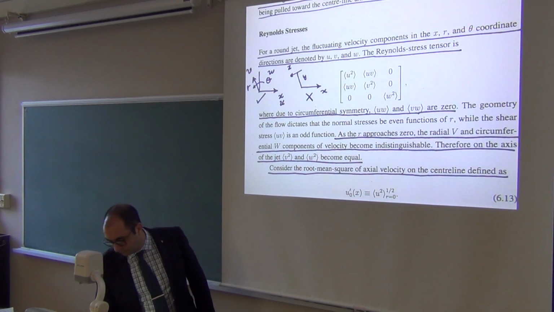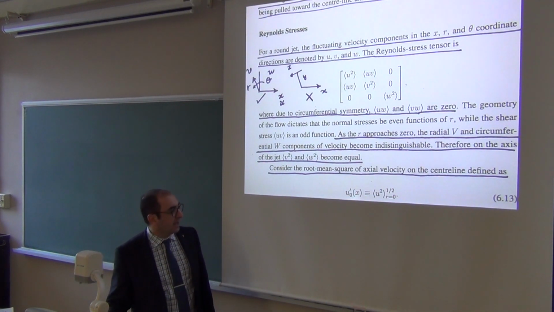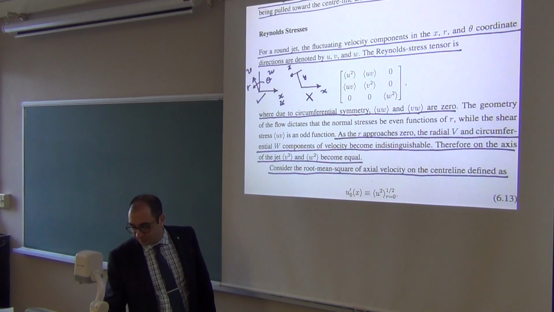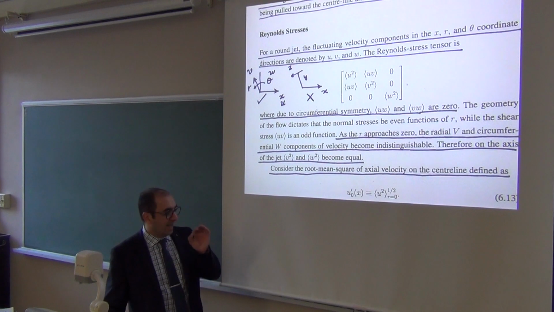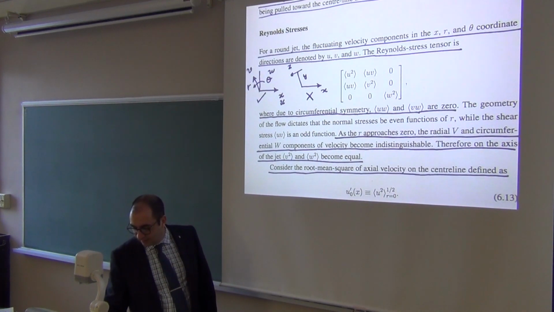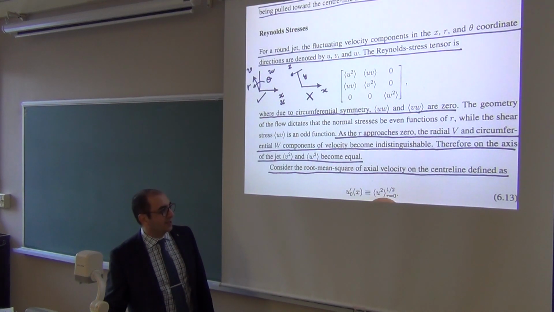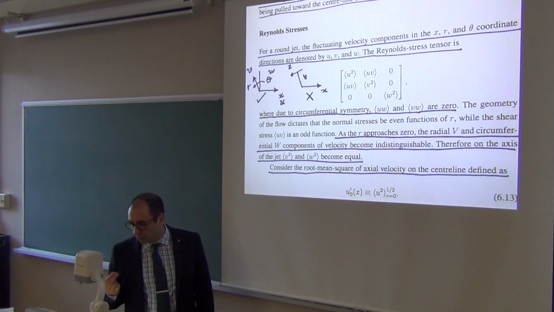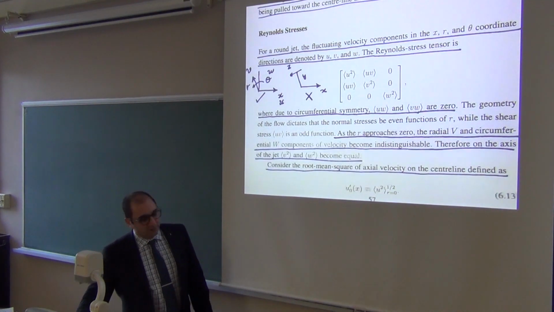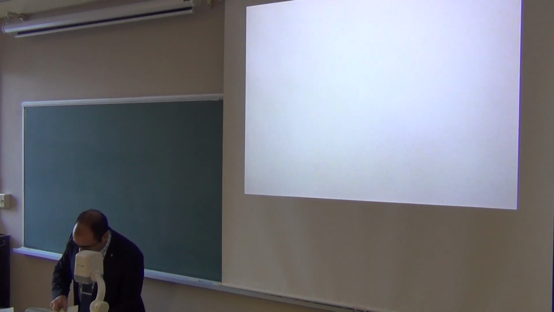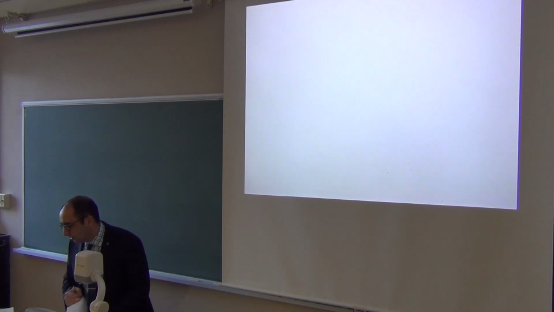Then we moved on to consider the root mean square of axial velocity on the center line, defined as U naught prime. So this symbol, the 0, shows you the quantity of interest on the axis of symmetry of the jet, and we take the square root of the U variance to get the standard deviation, if you will. So this prime here shows you're looking at the standard deviation, not the variance.